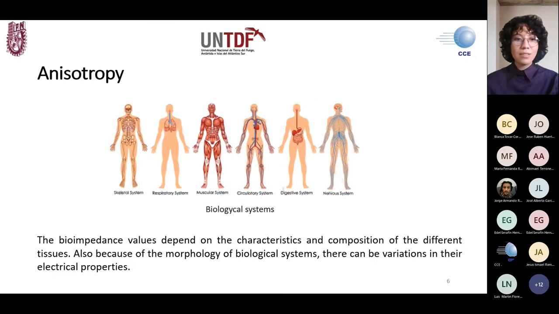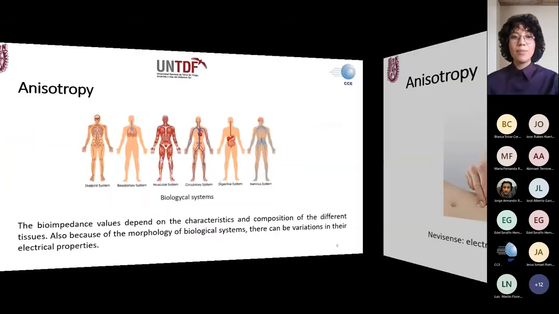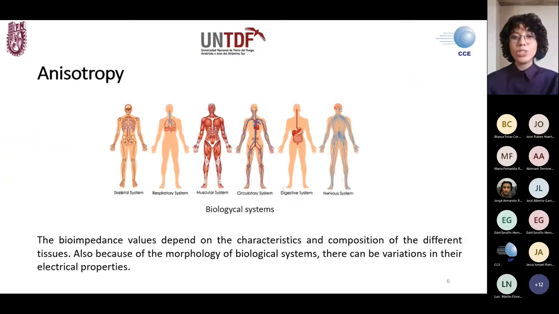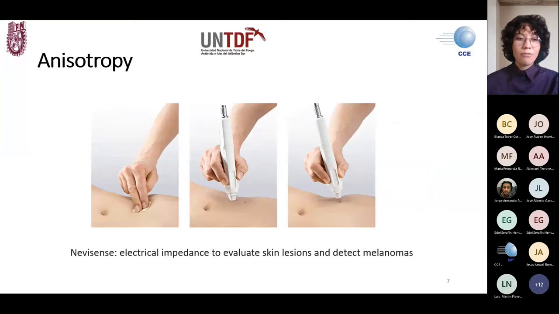The bioimpedance values depend on the characteristics and composition of the different tissues. Also, because of the morphology of biological systems, there can be variations in their electrical properties. That's why, by measuring bioimpedance, different characteristics of healthy or pathological systems can be identified. For example, this is an electrical impedance used to evaluate skin lesions and detect melanomas.